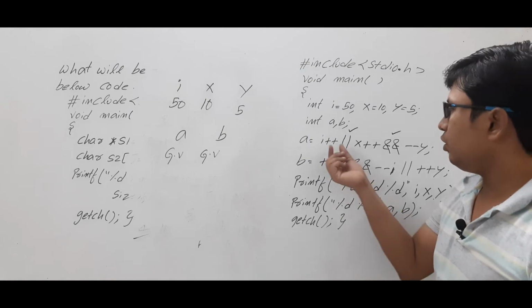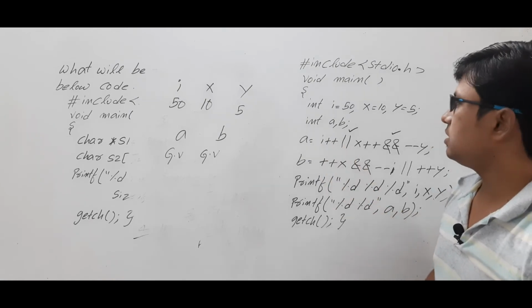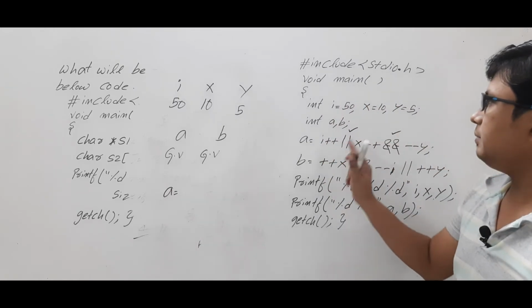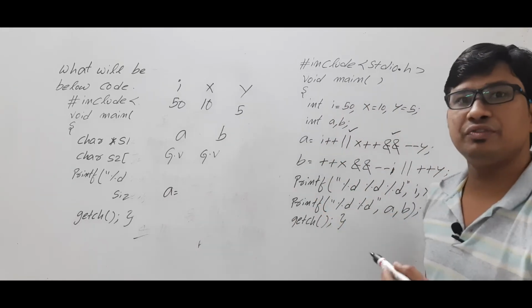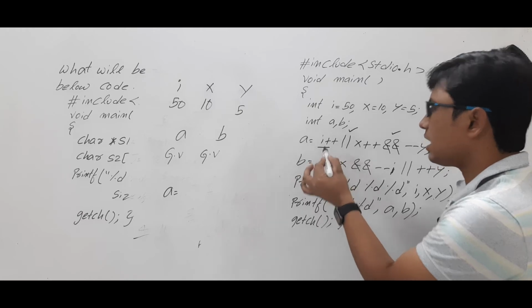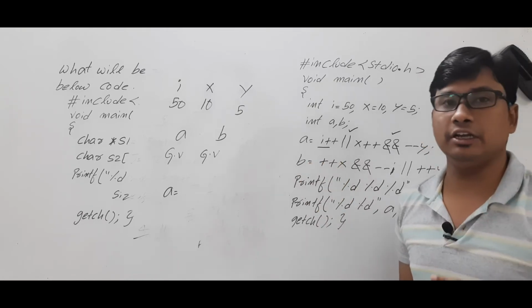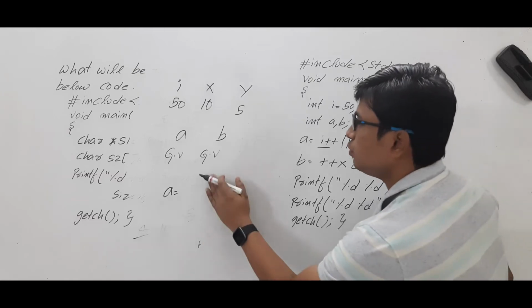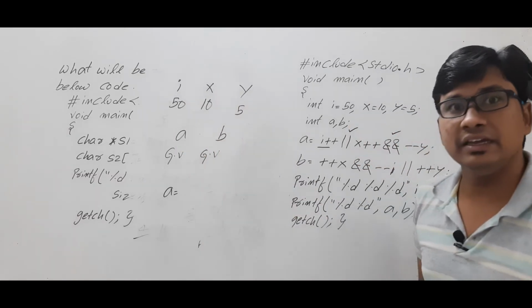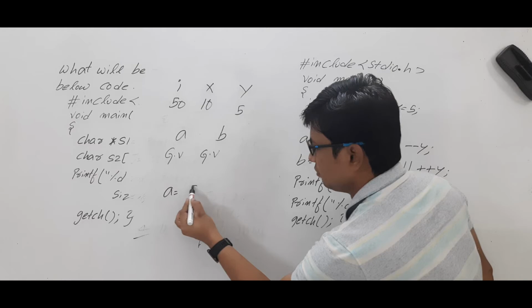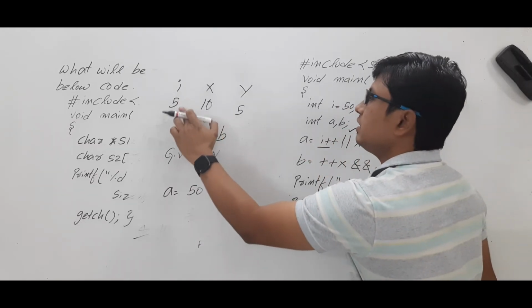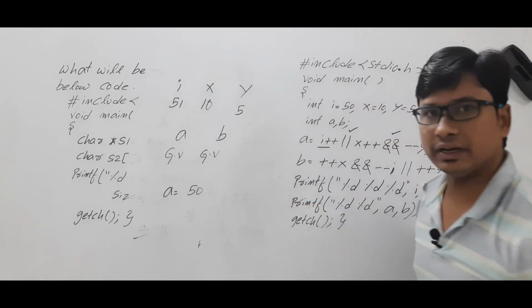Is it clear? Now look here, I plus plus. Now a value is equal to I plus plus. What is the I value? 50. Here I plus plus is a post increment. So first it will assign the value, then it will increment. So what is the value in the variable I? 50. That will be assigned first. Then it will perform the increment. So here the I value will become 51.